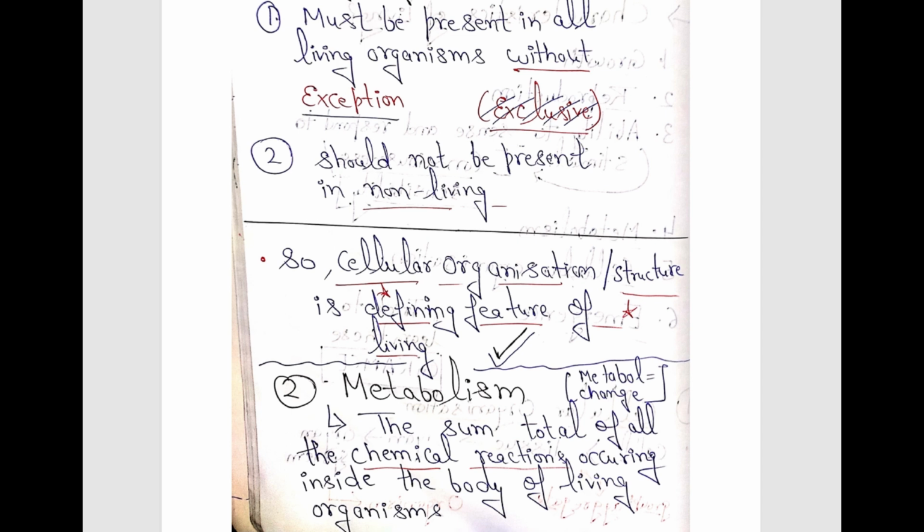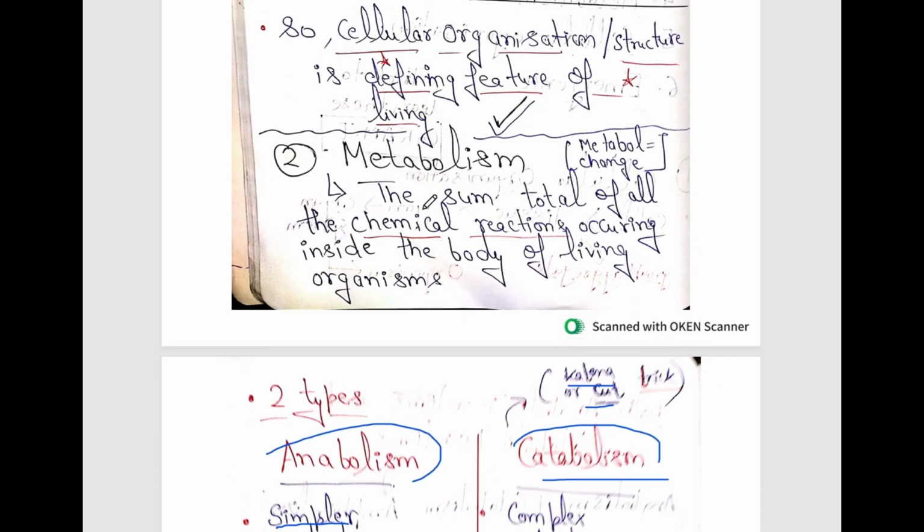In this way, cellular organization is proved to be a defining feature of all living organisms. Repeating again, the body of all living organisms consists of cells and their products. Hence, the cellular organization of the body is the defining feature of life forms. Now, come to the metabolism.